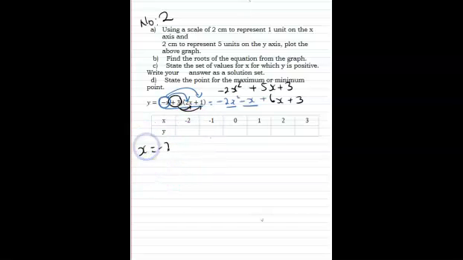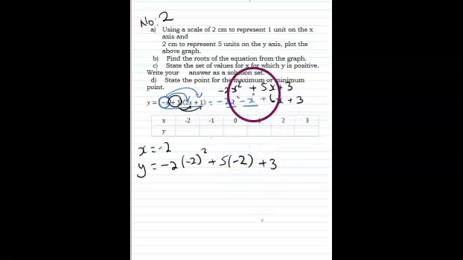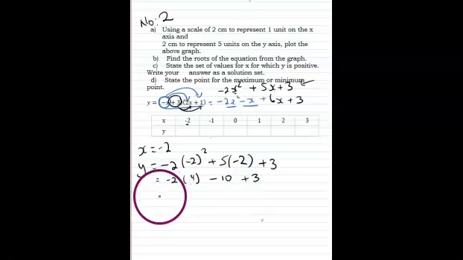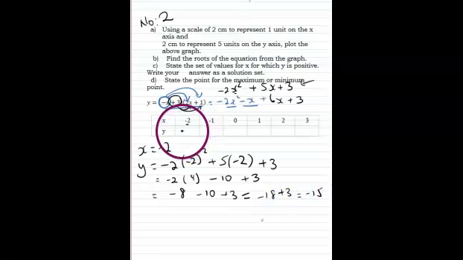So let me start with x is minus 2. I'll get y is equal to minus 2 by minus 2 squared plus 5 by minus 2 plus 3. I hope you all understand what I did, right? I just simply substituted this value of minus 2 everywhere I had an x in this black line here, right? So this will give me minus 2 by 4 minus 10 plus 3. Minus 2 by 4 is minus 8. Minus 10 plus 3 works out to be minus 18 plus 3, which is minus 15. So guess what, guys? We have our first coordinate, which is minus 2, corresponding with minus 15.